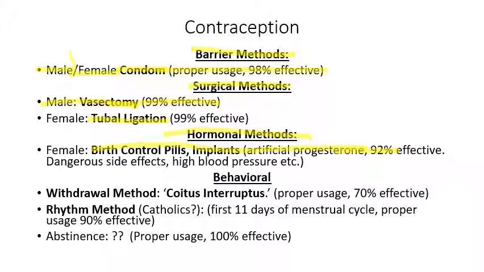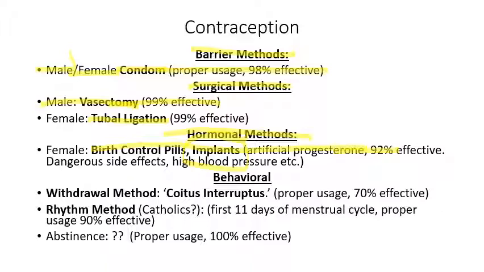I've written implants here because there is a method that they're experimenting with now, where they make progesterone in a pill form. Basically, they implant pills or little bits of progesterone under the skin of the woman every few months, so she doesn't have to go through the trouble of taking pills every day, because sometimes if you forget to take a pill, you could get into big trouble that way.